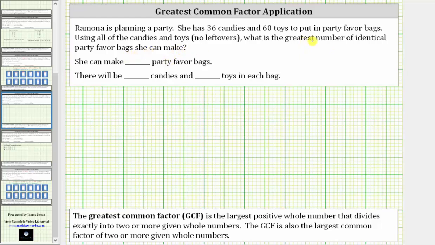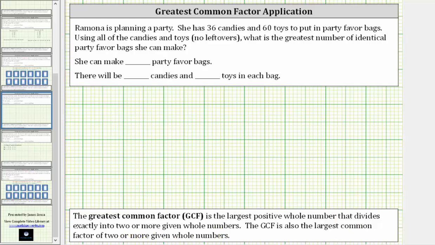The greatest number of party favor bags she can make is the greatest common factor of 36 and 60, where the greatest common factor of two whole numbers is the largest positive whole number that divides exactly into the given whole numbers. The greatest common factor is also the largest common factor of two or more given whole numbers.